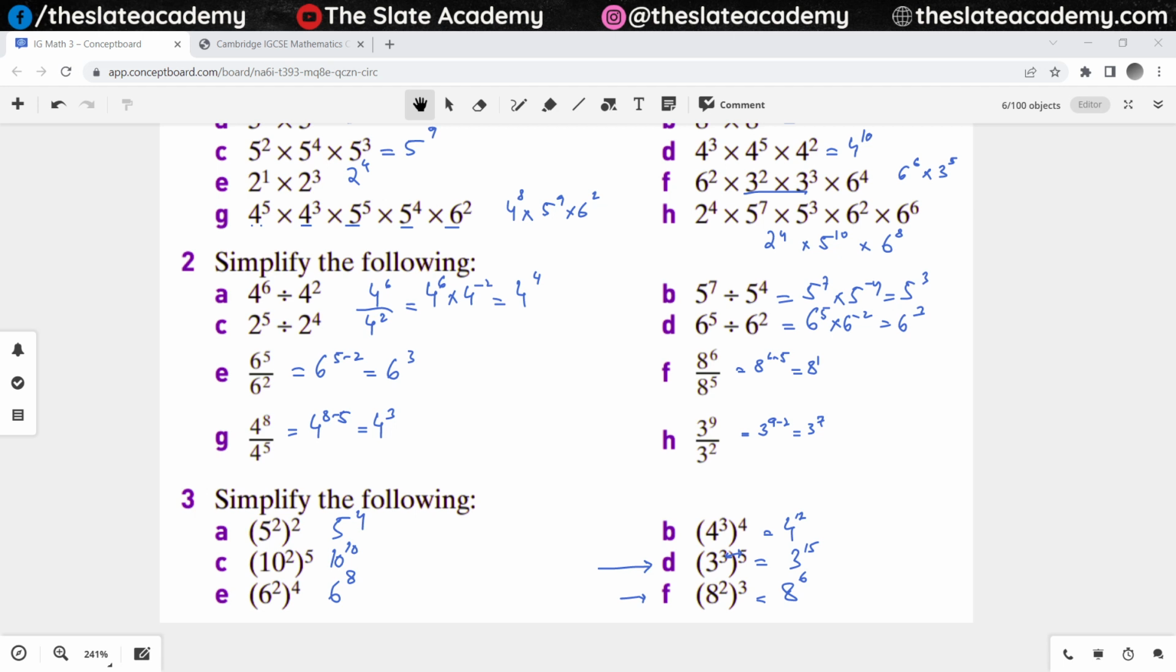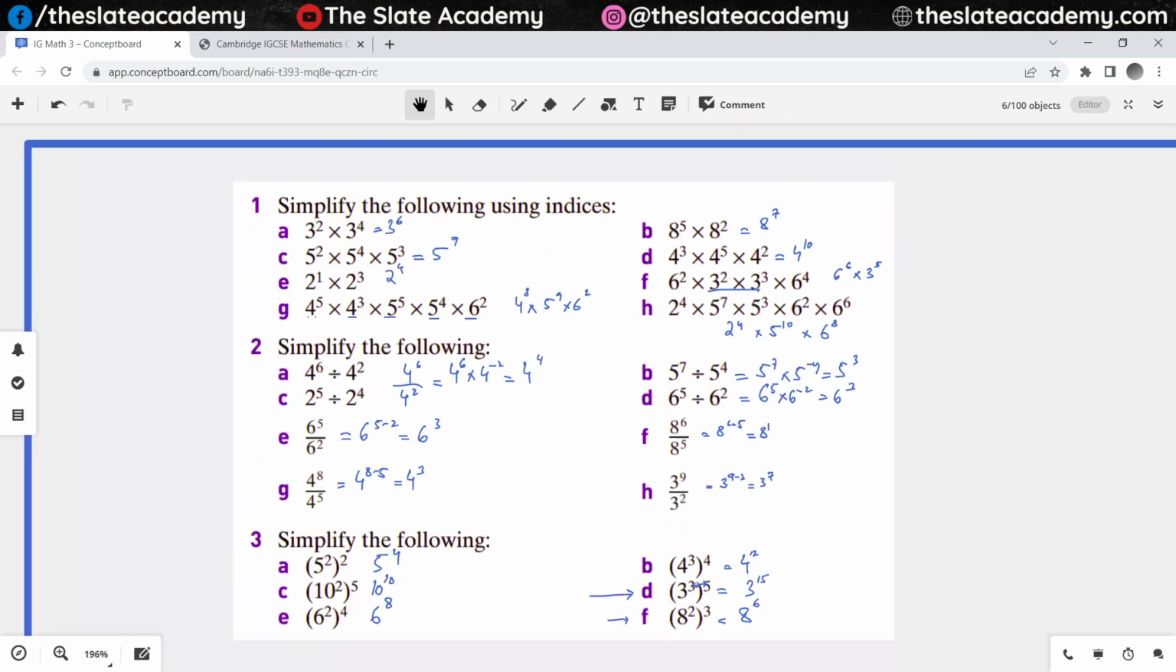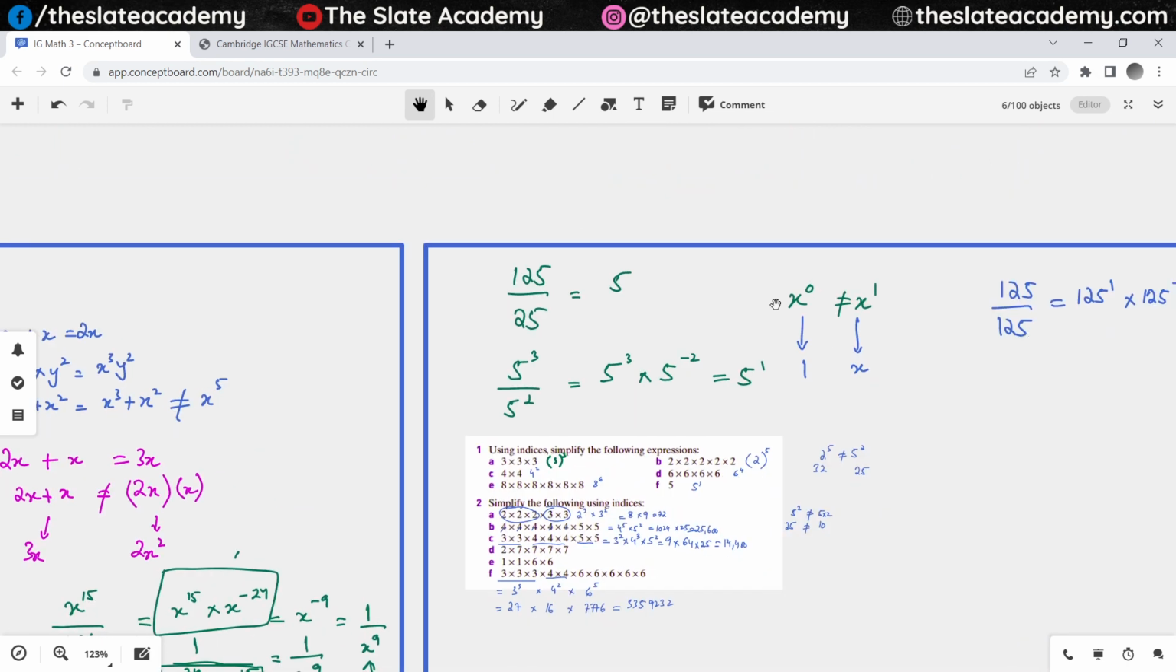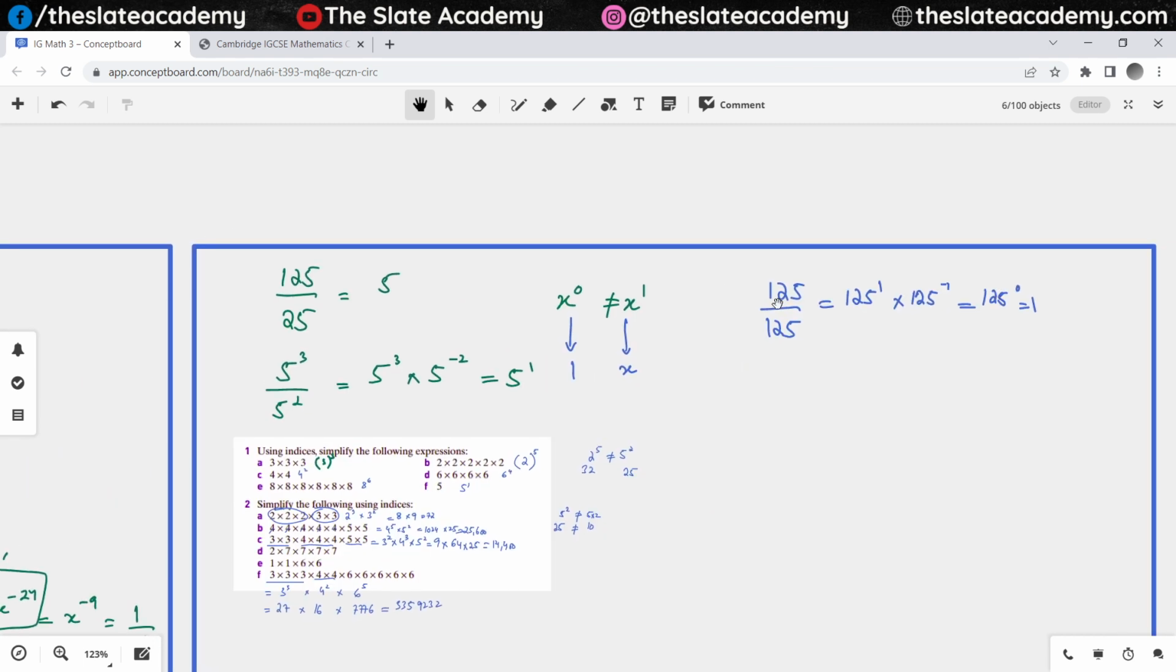Moving forward. I've already explained the rule for what power 0 means. If anything is raised to the power 0, it is 1. We discussed the example of 125 over 125. Any number divided by itself, why does it become 1? For example, take 2500 divided by 2500. This is the same as 2500 to the power 1 multiplied by 2500 to the power minus 1, and this will be 2500 to the power 0, which equals 1. That is why we cancel them out, and right away we know the answer is 1.